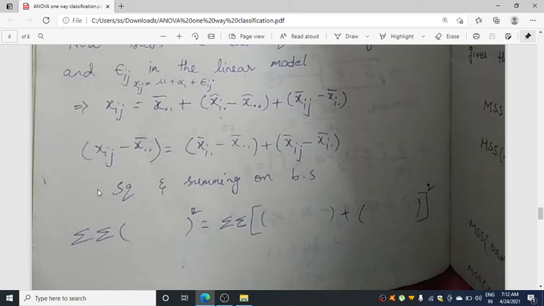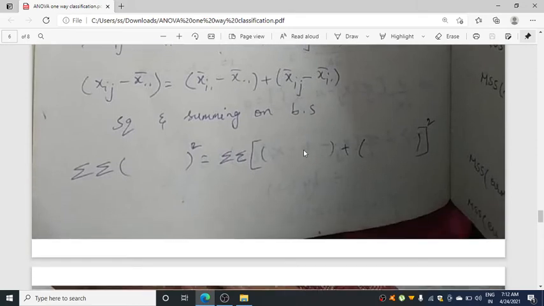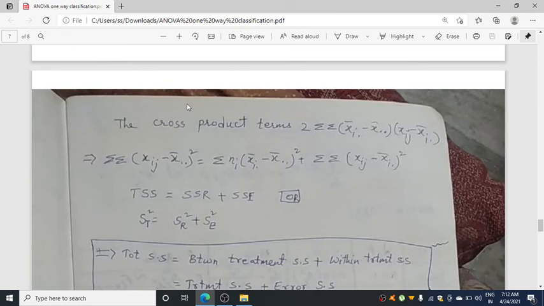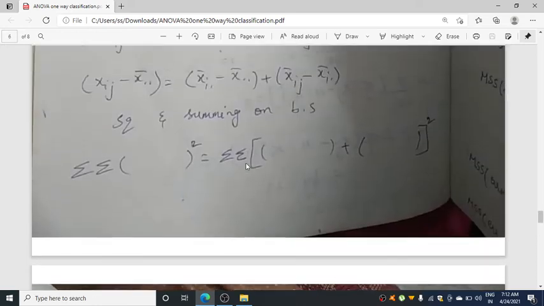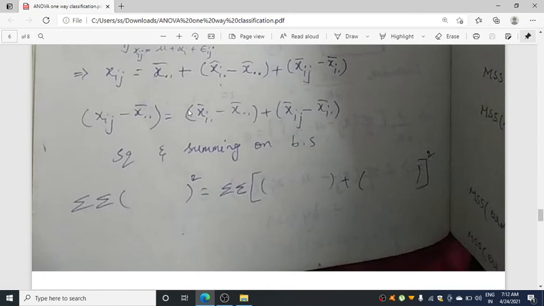When you square this, you will get the summation of (xij minus x bar dot dot) square. Squaring gives a square plus b square plus 2ab, and the cross product terms will vanish. This term will vanish and you will be left with this. And remember students, when I put the double summation here, there is no use of summation over i and summation over j, because there is only the xi factor here.